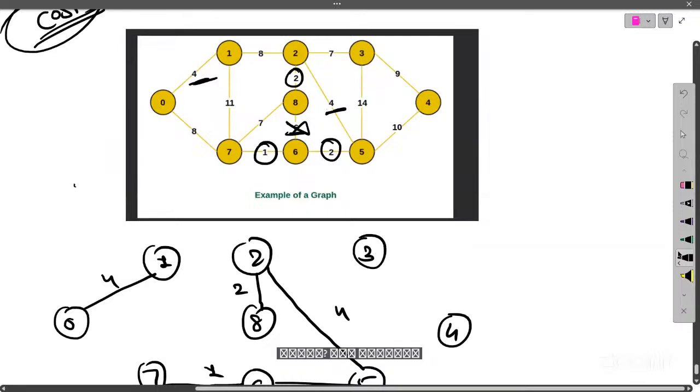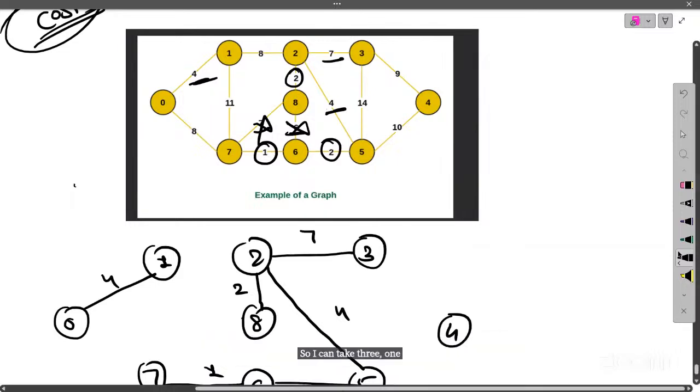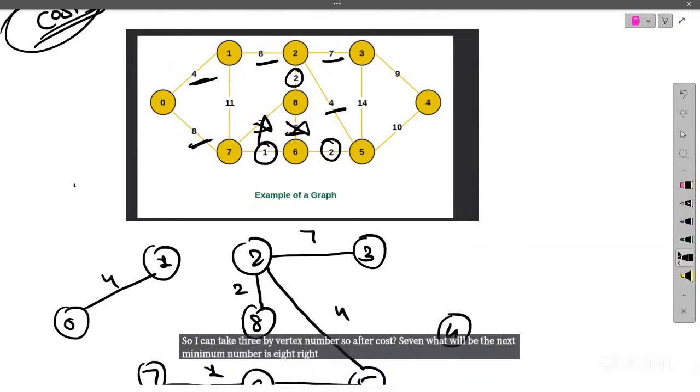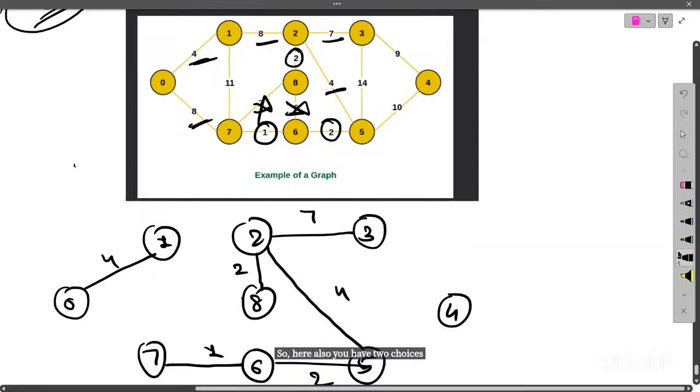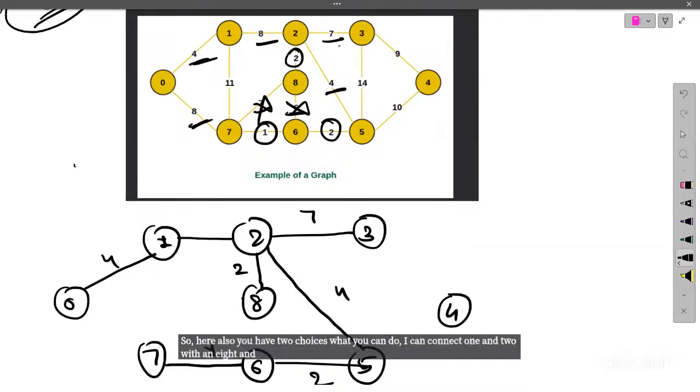Now the next minimum cost is 7. This is 7, this is 7. If I take this edge, then again I'll create a cycle in my tree, so obviously we cannot consider this one. So I can take 2 and 3 with cost 7. After cost 7, the next minimum number is 8, right? So here also you have two choices. I can connect 1 and 2 with an edge with weight 8.